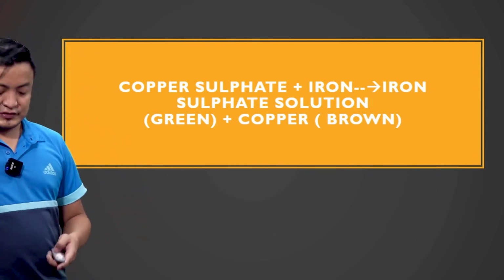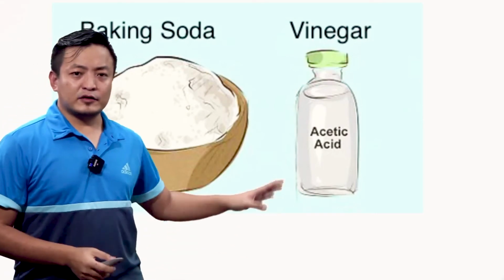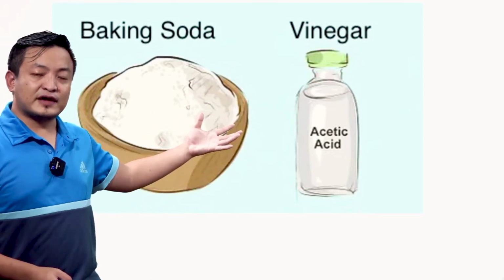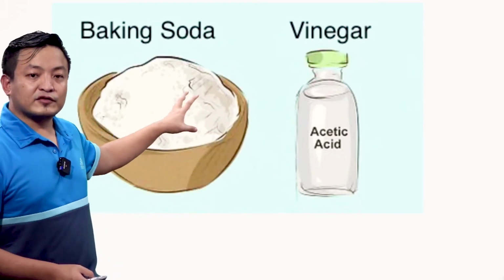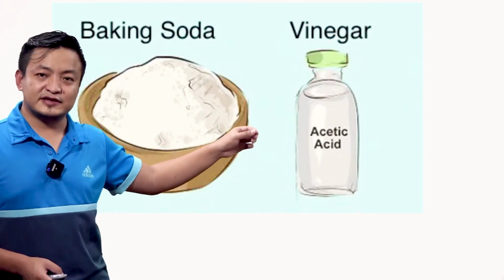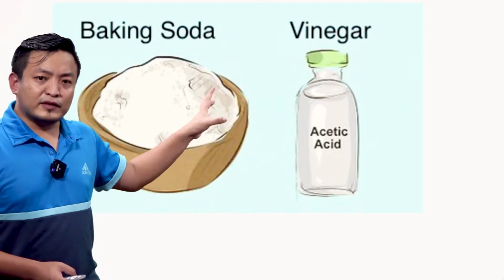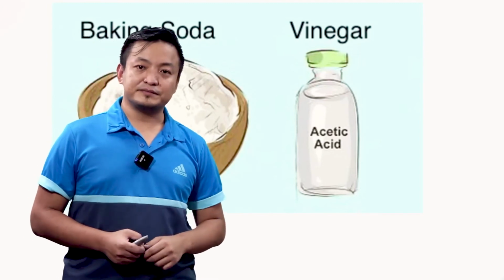Okay, so now students, let's see this one. So here we can see baking soda and vinegar, okay? Now this is common, right? In our last class, in our last chapter, acid, base, and salt, we also discussed baking soda and vinegar, right? So baking soda is a base and vinegar is an acid, right? Because it contains acid, it is sour.